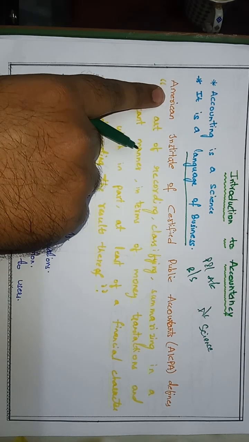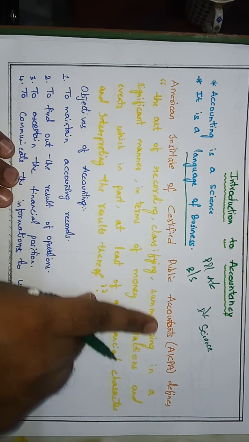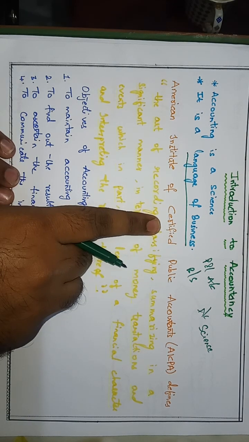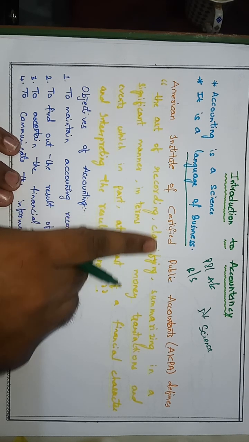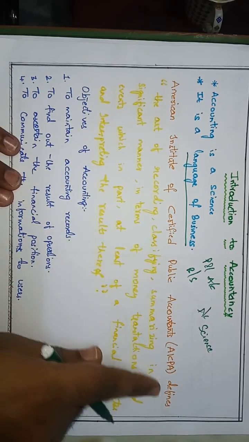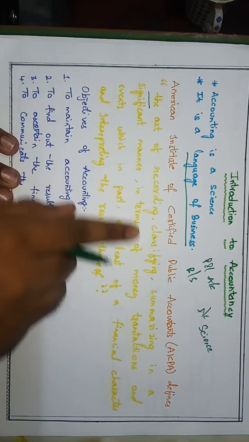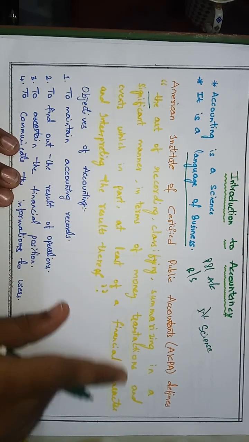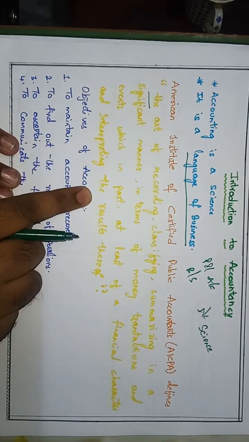Next, let us come to the definition. The American Institute of Certified Public Accountants, AICPA. We have heard CPA, CMA on many banners and posters. This is the authority that issues the gazetted certificates for the public accountants of America. AICPA defines accounting as the art of recording, classifying, summarizing in a significant manner and in terms of money, transactions and events which are, in part at least, of a financial character, and interpreting the results thereof.